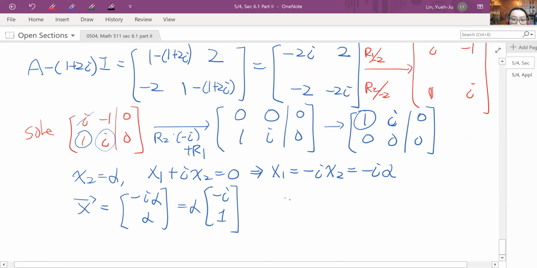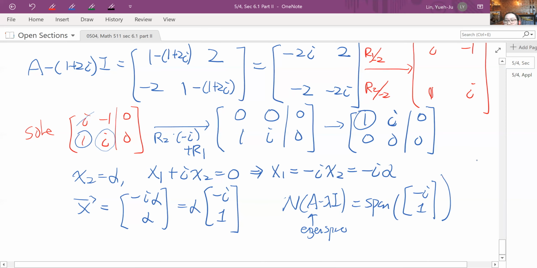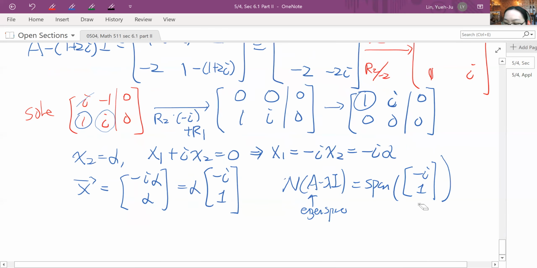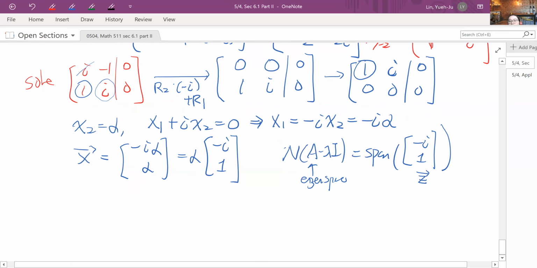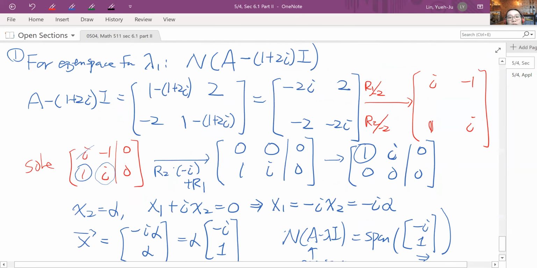So in this case, my null space of A minus lambda I, or the eigenspace, is essentially the span of this complex vector. This is the Z I was talking about, if you want to call it. This is one of the complex eigenvectors I can talk about. And of course, you can say that's the basis, right? So the basis is (minus i, 1). But now, in the end, this is the eigenspace for one of them.